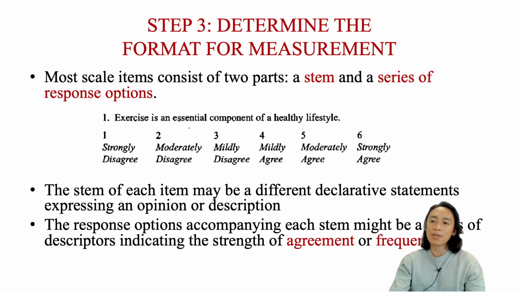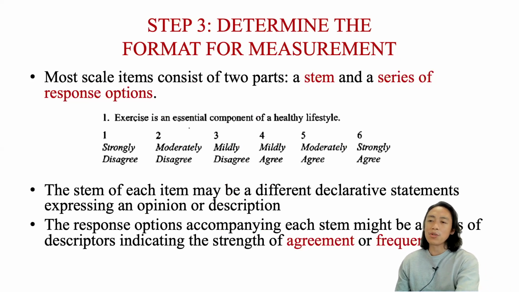So perhaps this particular item, exercise is an essential component of a healthy lifestyle, is an indicator of a particular hypothetical construct. Let's say, for example, an opinion or perception with regard to exercise. Perhaps there are many other possible ways of phrasing this, or there are many possible indicators of that said hypothetical construct. So those other indicators would also be considered as part of the items in the scale.